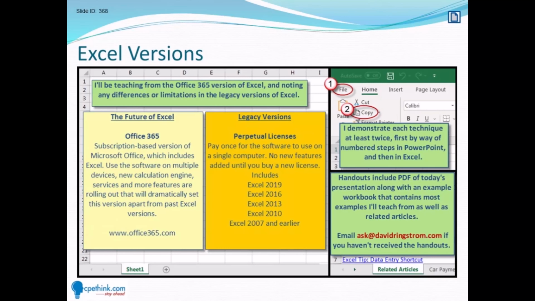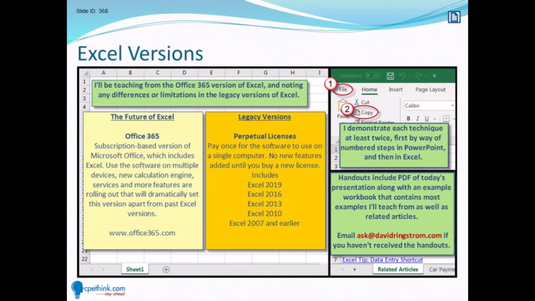Office 365 has been around for a couple of years now, but historically, up to this point, there hasn't been much difference between the Office 365 version and, let's say, Excel 2016 or even Excel 2019. Going forward, though, Office 365 is going to start being dramatically different than what I'm terming the legacy versions of Excel, which are any version of Excel that have a year number in their name.